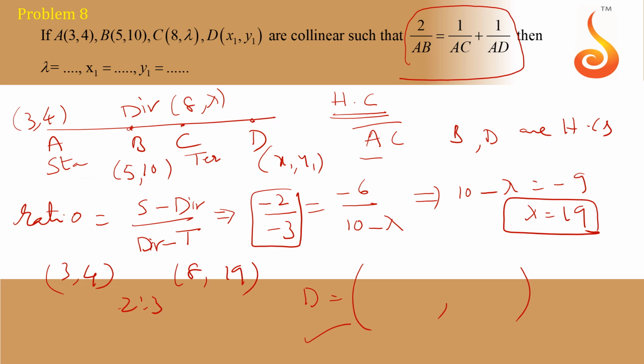First we try to get the value of lambda by using the ratio concept. After that, using harmonic conjugates, I am calculating D, because B and D are the harmonic conjugates of the line segment AC. I came to know that B divides AC in the ratio 2:3. So D also should divide in the ratio 2:3, but externally. So use the external formula to calculate D coordinates. Let us move to the next problem.